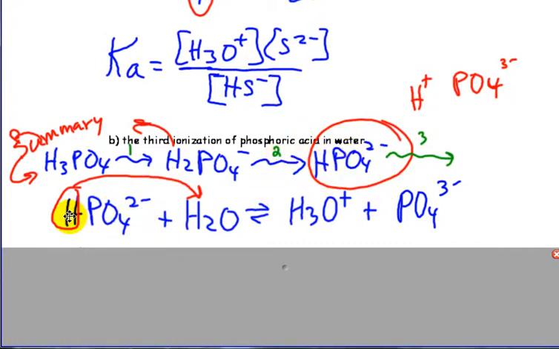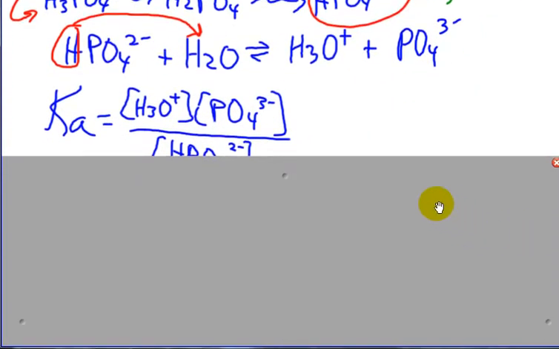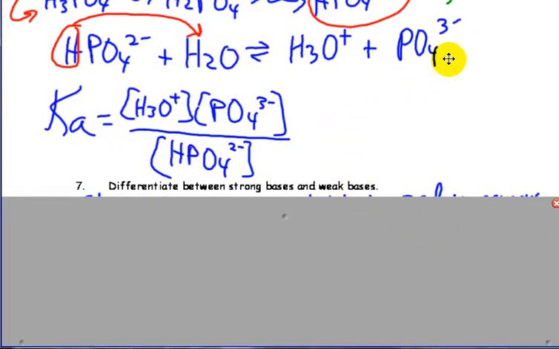HPO4 2-, its hydrogen goes to water. Again, water becomes the hydronium ion, H3O+. Here we'll be left with a blank space, which is taken up by an electron, making that charge go one more negative. And of course, the Ka equation, products over reactants, except don't include water.